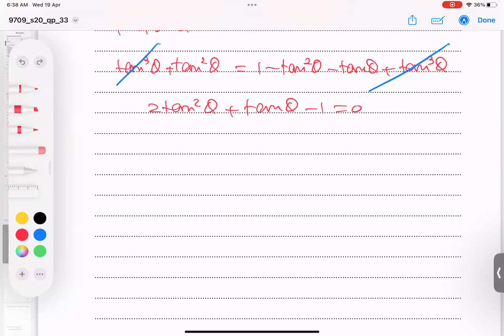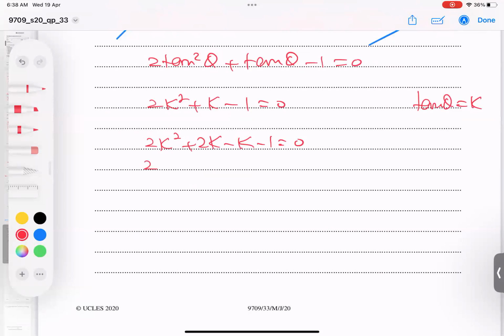Okay, so let tan theta equal to k. So I get k and k square. So 2k square plus k minus 1 equals 0. And 2 ones are 2. Is factorization possible? Let's see. From here, 2k common, I get k plus 1. Here, minus 1 common, k plus 1. Now, k plus 1 and 2k minus 1 equals 0. I got two answers, minus 1 and k value becomes 1 over 2.